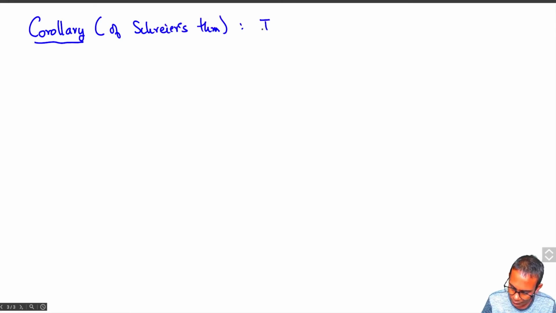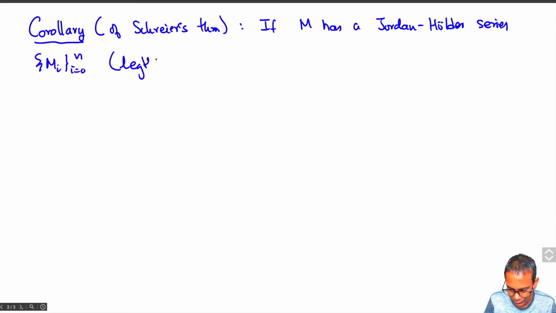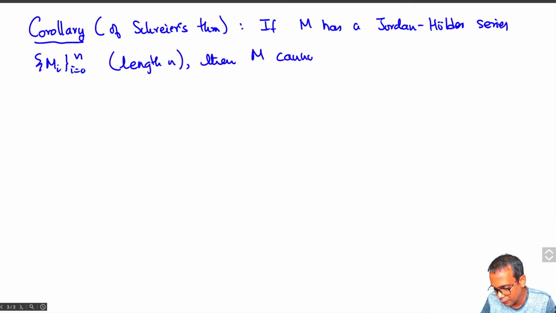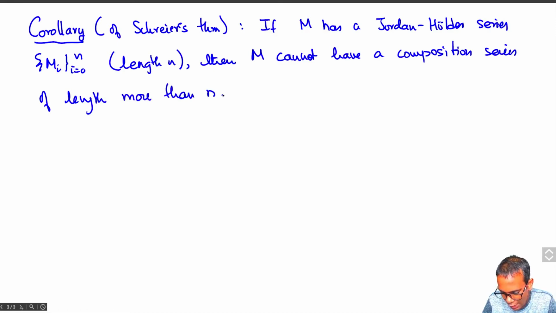Which says that if M has a Jordan-Holder series M_i, i goes from 0 to N, so that means length, I call that length N, then M cannot have a strict composition series of length more than N. So every composition series of M will have length less than or equal to N.